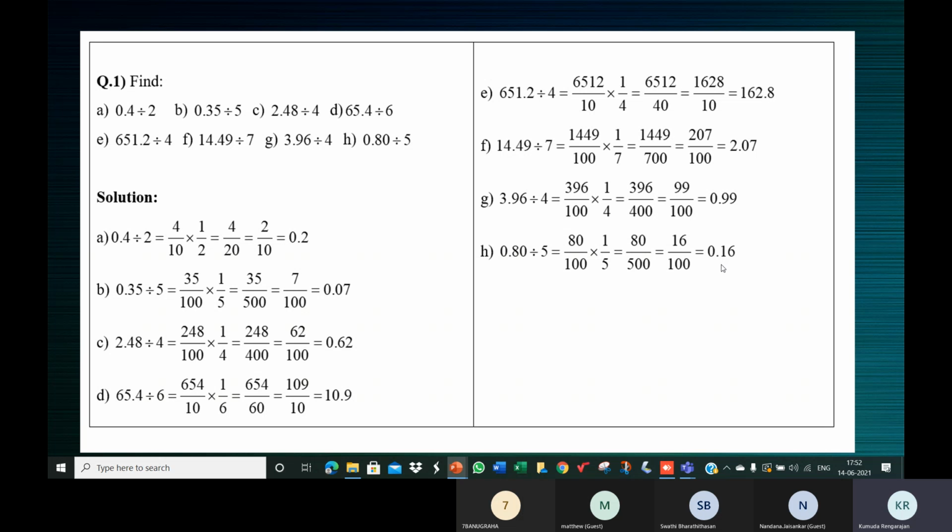It's just time saving. But if you cancel the 0, you get 8 by 50. Then you'll again divide by 2. You'll get 4 by 25. Now 4 by 25, you have to perform the division. Or you should again multiply and divide by 4. Remember, because you have 25, you can multiply the numerator by 4, denominator by 4, bring it to 100 and then put it as a decimal.